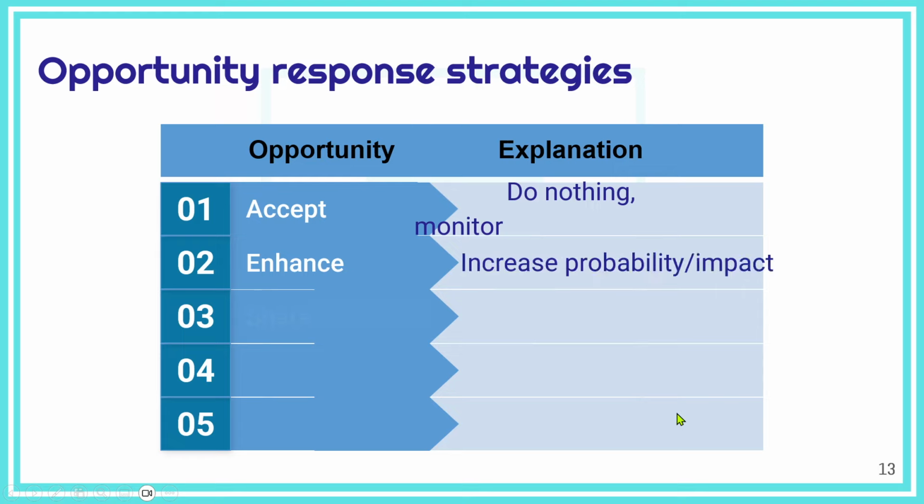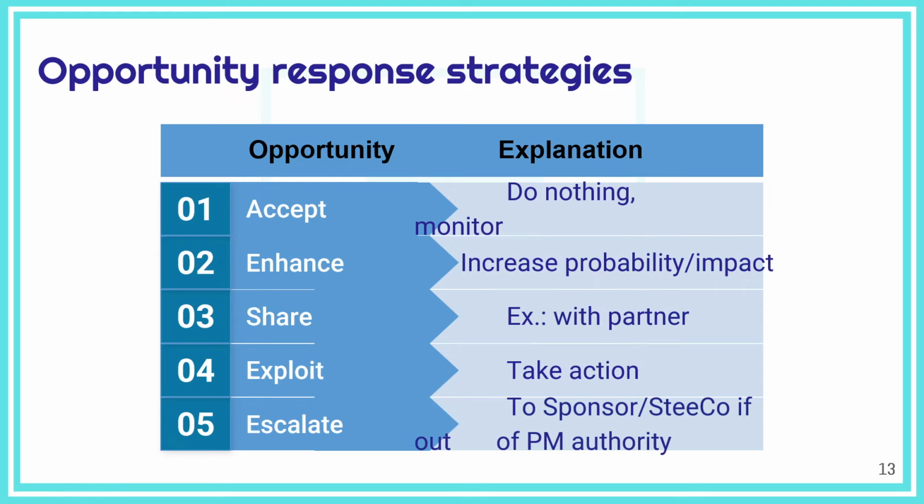Okay, and for the opportunities, the 5 response strategies: if you identify an opportunity, you can either accept its existence without doing anything, just monitoring it until it probably gets stronger or closer, or you can try to enhance, like try to increase the probability of occurrence or the impact if it happens, and we gave a few examples. Or in case you really cannot exploit the opportunity by yourself, you can share it with a partnering company, or you can just exploit it by taking action. And in case the opportunity is outside of the scope of the project or outside of the authority of the project manager or project team, you can escalate it to the sponsor or steering committee.